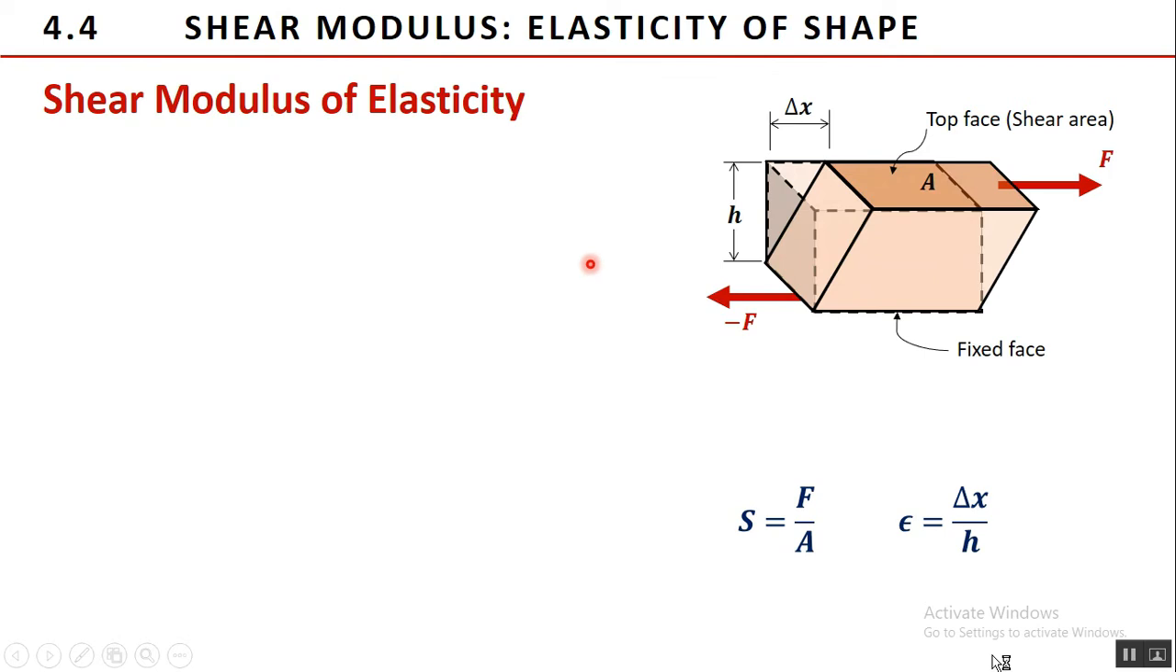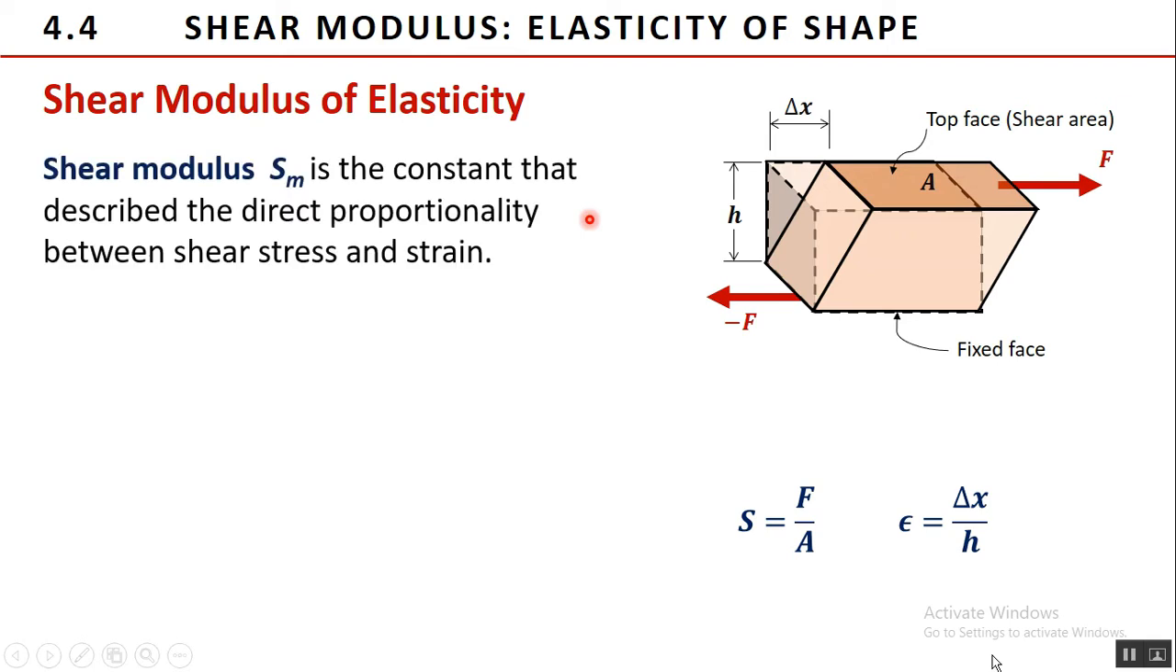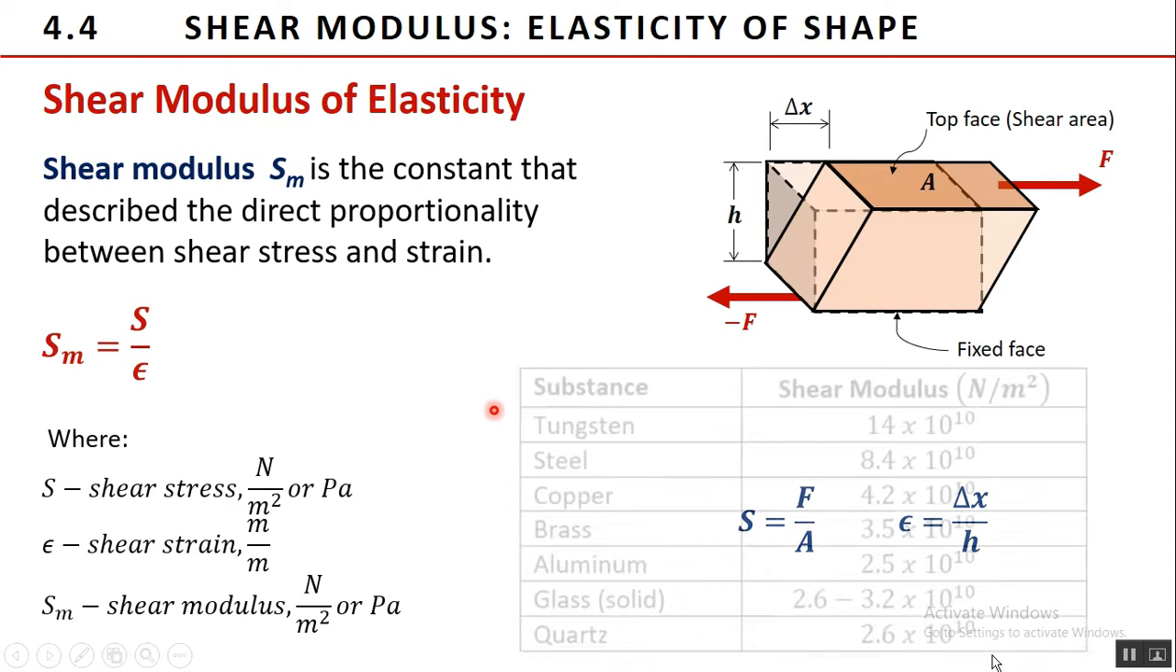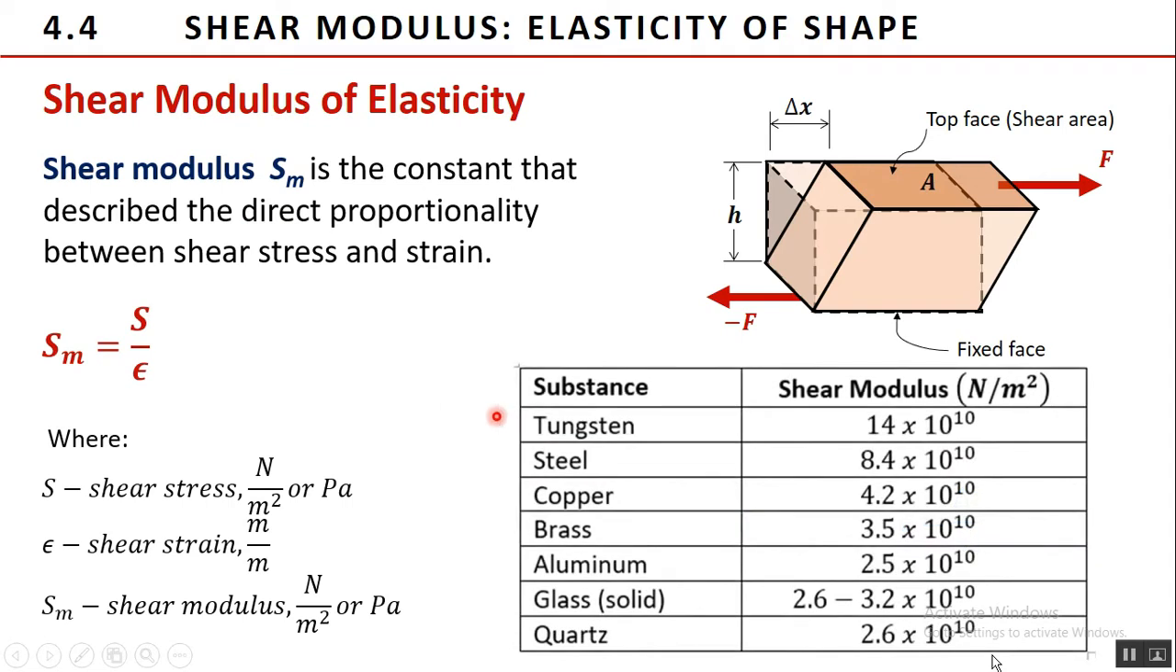We discussed in part 1 of our discussion that the strain is proportional to the stress. The proportionality of the shear stress and shear strain can also be observed in relatively small amount of stress. The proportionality can be described by a constant called shear modulus, denoted by S sub m. Mathematically, shear modulus is equal to the quotient of shear stress and shear strain. In the same manner as Young's modulus, shear modulus is also an indicator of a body's elasticity.